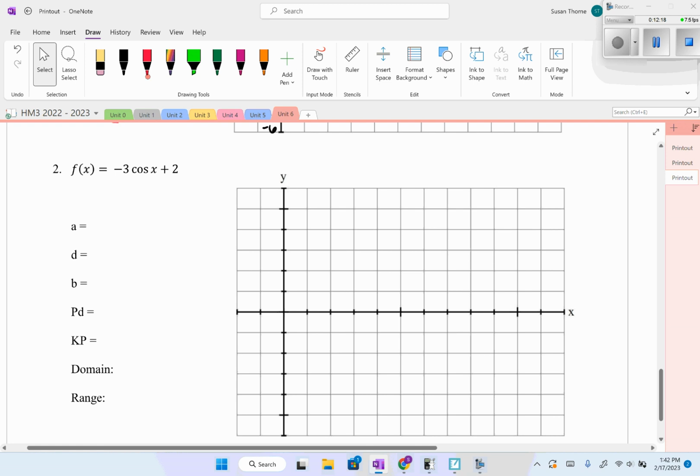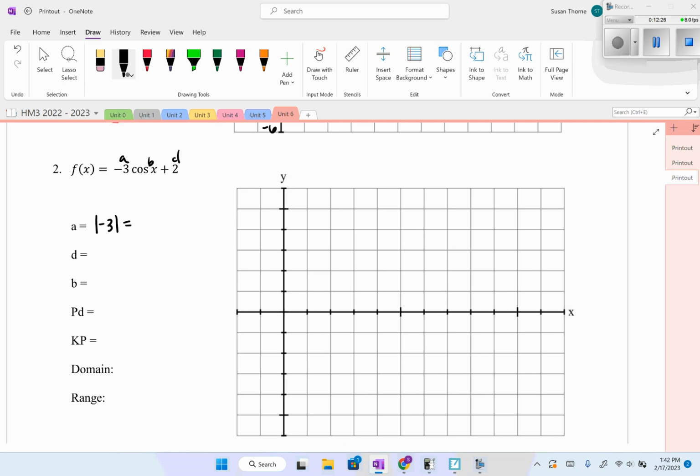So looking at number 2, this is my A, B, and D. So my A, again, we want the absolute value of A because it's the amplitude. So our amplitude is 3, my midline is 2, my B value is 1, which means my period is still staying as 2 pi. The key points are still 2 pi divided by 4, which is pi over 2. So you can just count again for your x-axis by pi over 2.